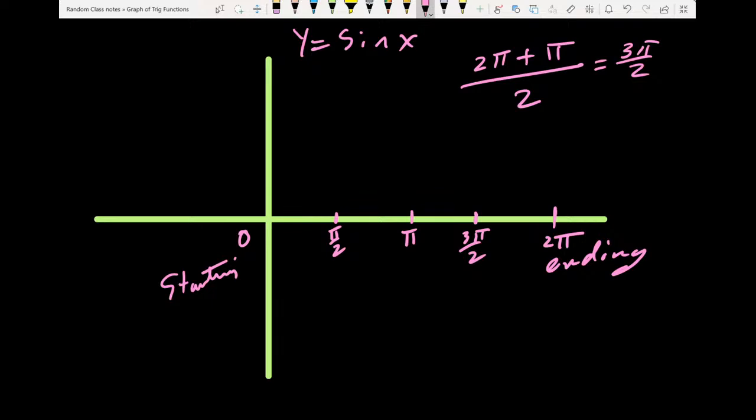No. So for sine, we have to deal with amplitude. Amplitude is the minimum and maximum. Sine and cosine functions oscillate.